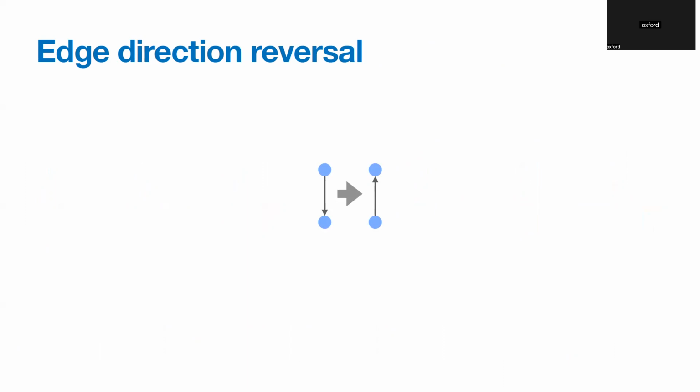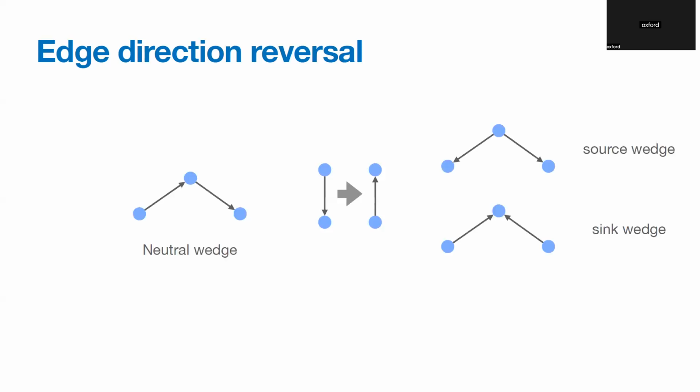And I'm just going to sketch very quickly the idea behind the proof. I mean, what is the proof for the physicists? It all hinges on two operations. First is the edge direction reversal. So you just take an edge and you flip it. And this essentially allows you to take a neutral wedge, so you have an arm of the path, and create a source wedge if you flip the edge on the left, or a sink wedge when you flip the edge on the right.